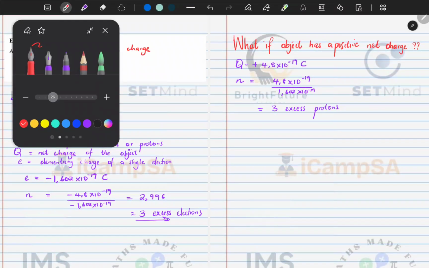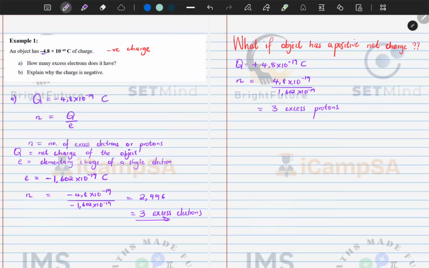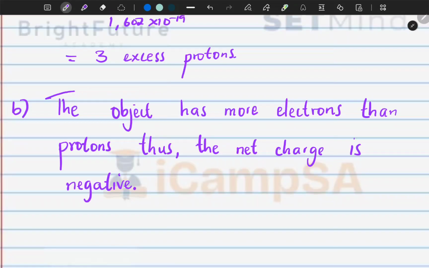At B, we are asked to explain why the charge is negative. It's basically what I've been saying so far. The reason the charge is negative is because the object carries more electrons than protons. As already stated, the object has more electrons than protons. As a result, the net charge will be negative.